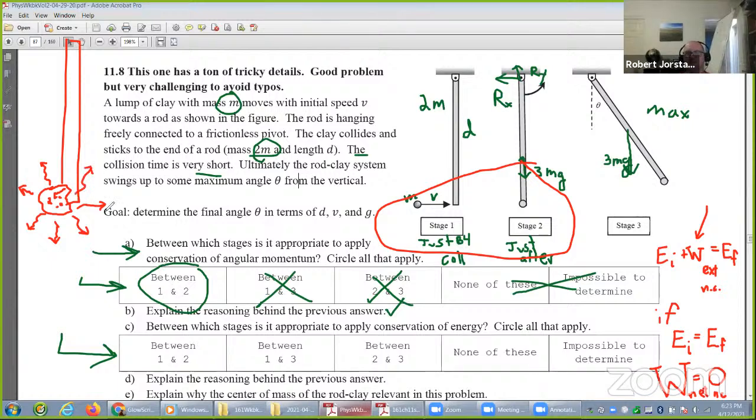So what happens here is some of the energy gets lost into the molecules. It's not that it's not still there, it's that we can't see it and measure it, and then it gets radiated into space eventually. So it's not between 1 and 2, and it's not going to make sense between 1 and 3. So the only choice left is between 2 and 3, or none of these. Do you think energy is conserved between stages 2 and 3?